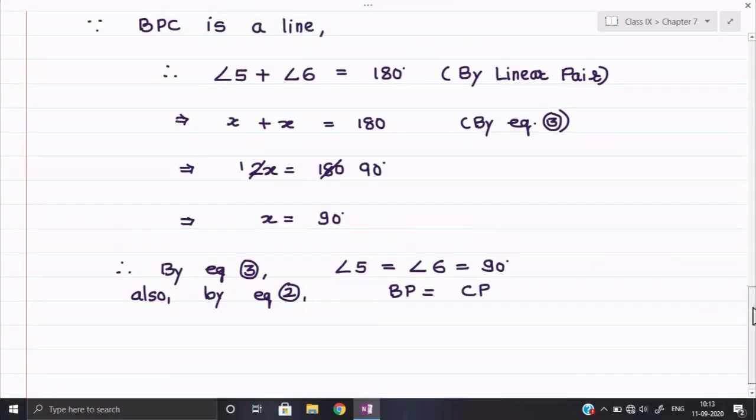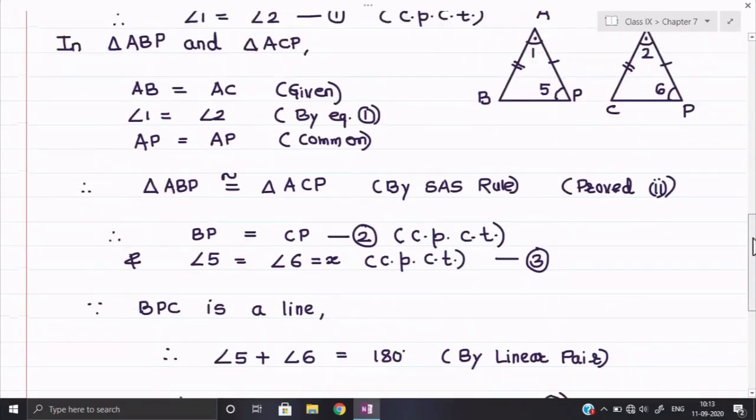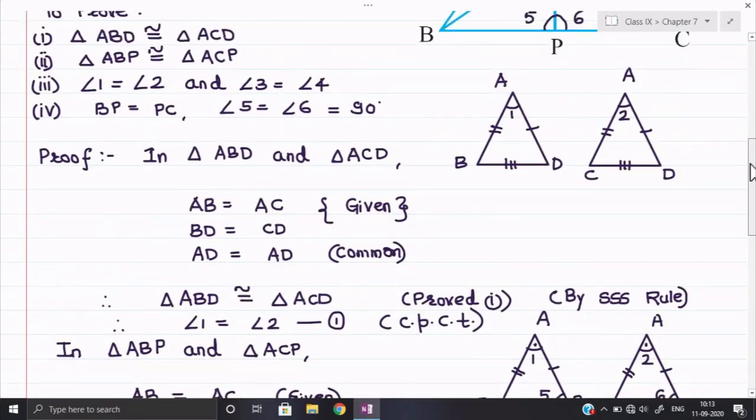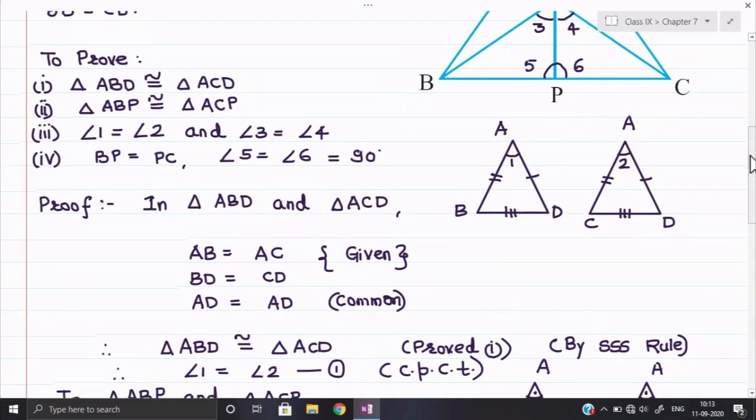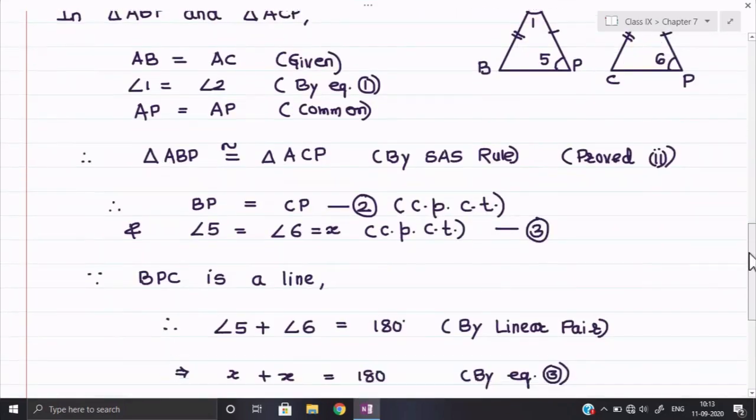See in the part number 4 what we have mentioned. In the fourth part, you see we have mentioned we need to prove BP is equal to CP and angle 5 is equal to angle 6 is equal to 90, to prove that AP is the perpendicular bisector of side BC. The same thing we have proved here.